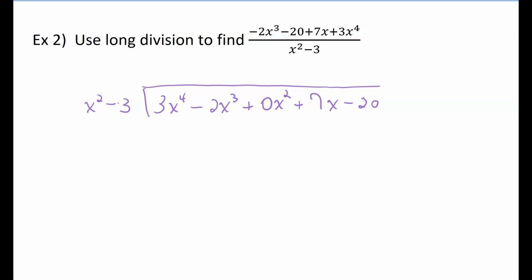So same thing that we did earlier. First thing I'm going to do is look at the first two terms here. x squared times what will give me 3x to the fourth? 3x squared. All right, and I'm going to multiply 3x squared by the x squared minus 3. Distributing through, there's our 3x to the fourth.